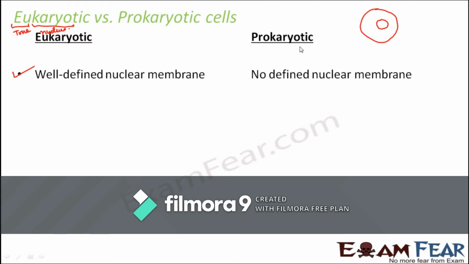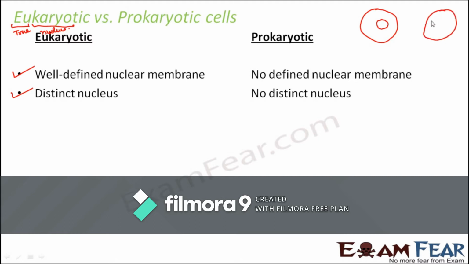Now this is very important because a certain group of organisms are prokaryotic because they do not have a true nucleus. So here we can say that since you have a particular well-defined nuclear membrane, therefore you have a distinct nucleus or a true nucleus. That is why the name eukaryotic. Eu means true, karyon means nucleus. And here there is no distinct nucleus. So in the case of a prokaryotic cell, all the material inside the nucleus is just scattered anywhere inside the cell.